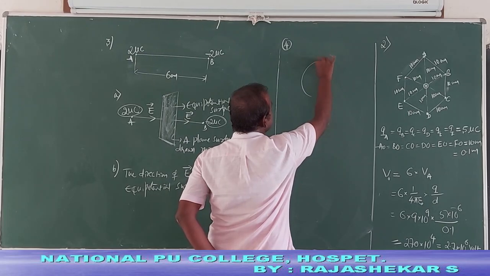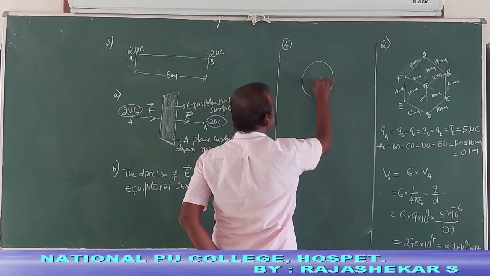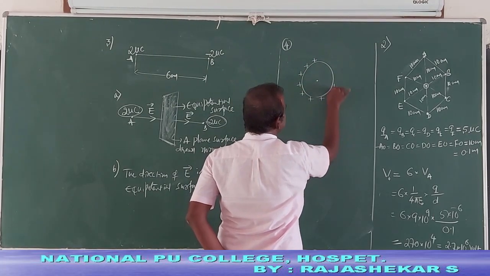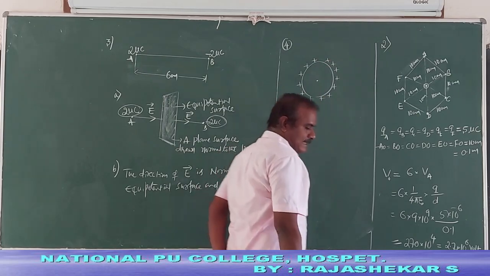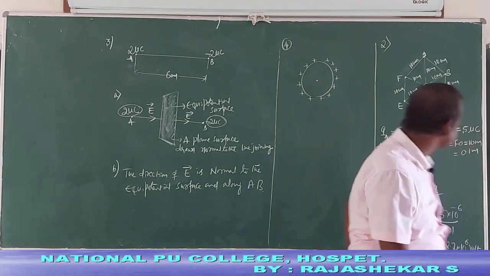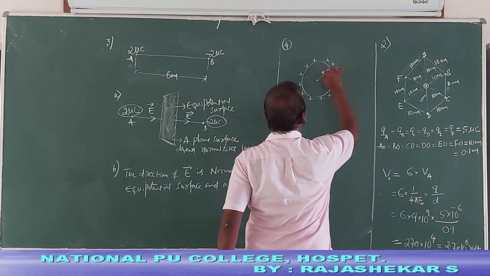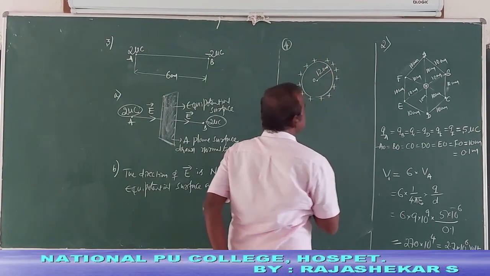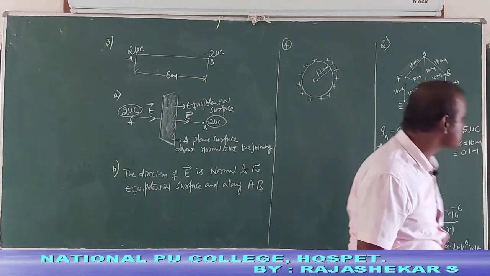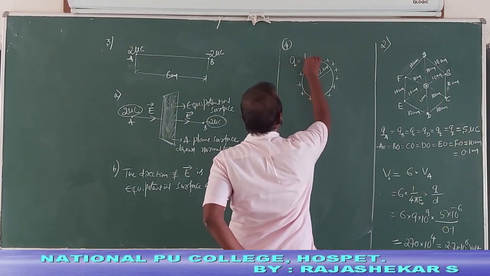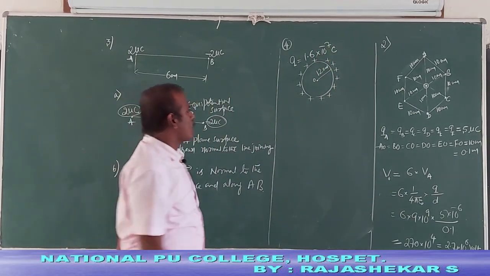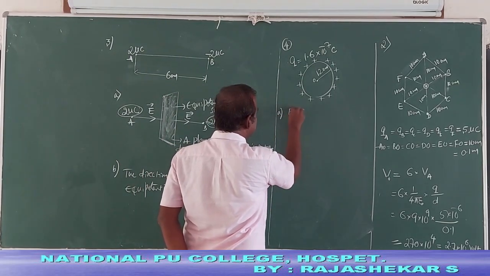A spherical conductor, given like this, has charges distributed uniformly on the surface, and this spherical conductor has a radius of 12 centimeter. It has uniform distribution of charge equal to 1.6 into 10 power minus 7 coulomb. Total charge 1.6 into 10 to the power minus 7 coulomb. Now you are asked to find A, E inside.